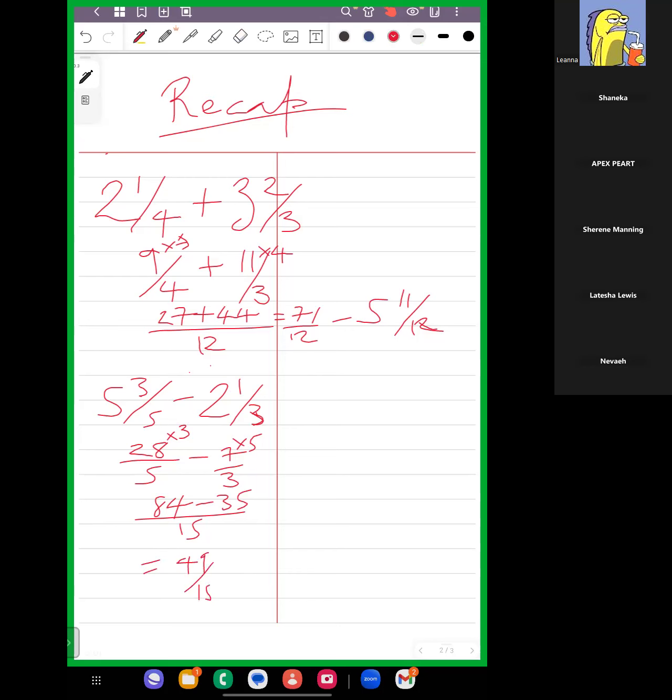So we end up with 49 over 15 being our penultimate answer, but we need our answer to be written in its lowest form. So therefore, it seems as if we can get 3 groups of 15 from 49. And 3 times 15 is 45, so there's a remainder of 4. And that would be all over 15.